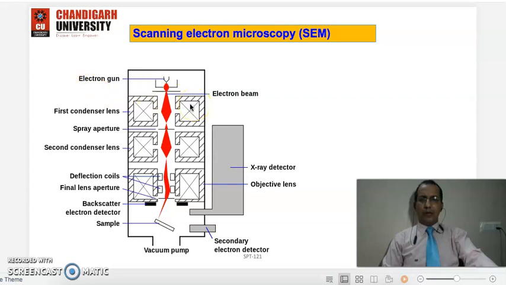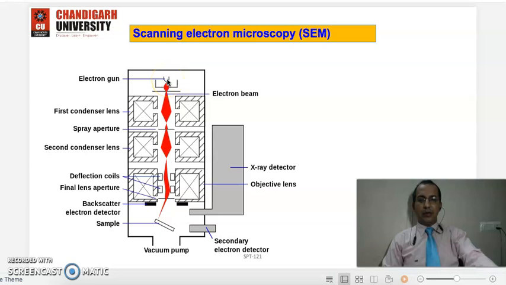Well, we have left our discussion at the point where we are familiar with the optical microscope, its basic principle, and the essential difference between the optical microscope and the electron microscope. So now let's come to the instrumental setup.